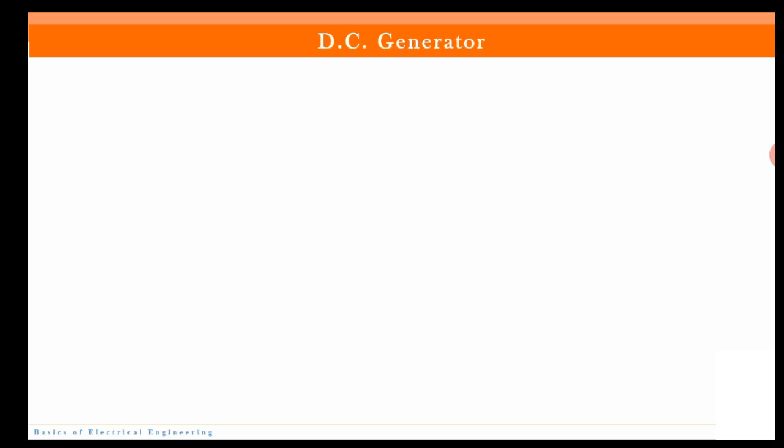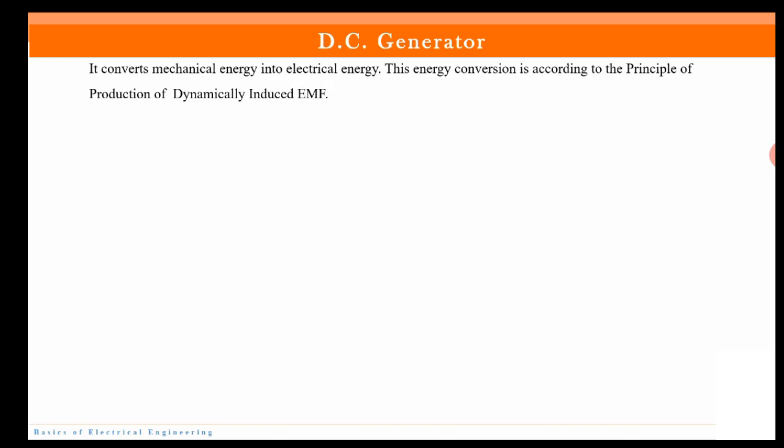So what exactly is the meaning of DC generator? The name itself suggests that a generator is a device which generates the signal. To be precise, it is a device which converts mechanical energy into electrical energy. And how does this energy conversion take place? It takes place according to the principle of production of dynamically induced EMF.